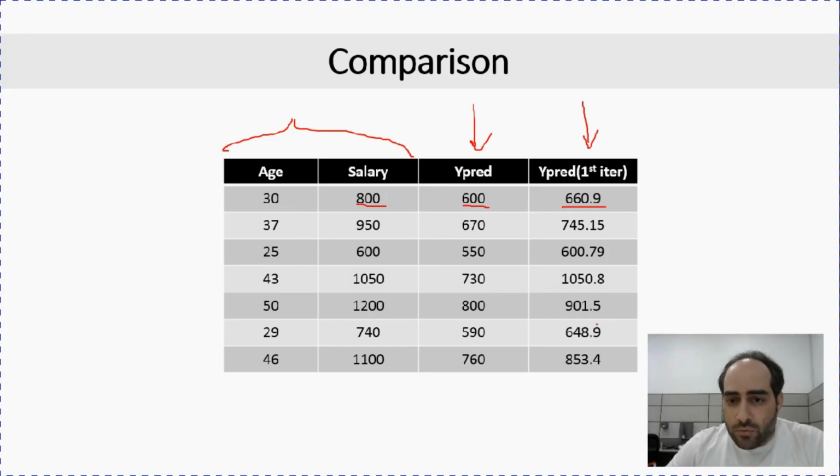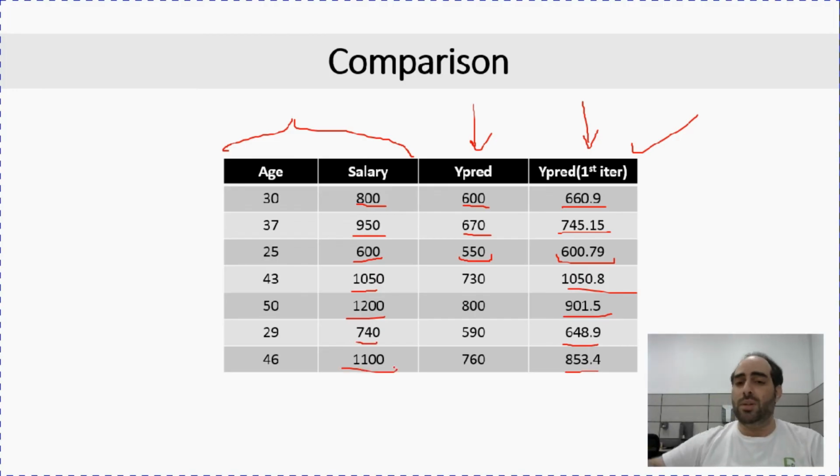And you can check the other observations, you will find the second one is much better. See here, for example, 950. First, it was 670. Now it is 745. For example, the salary is 600. Before, the prediction was 550. When I changed the values of m and b, now it is almost the same, right? And you will see that always, the moment you apply gradient descent, you reach a better model. A better model means a more accurate model. This is the idea of linear regression using gradient descent.